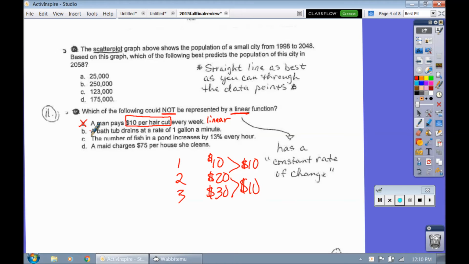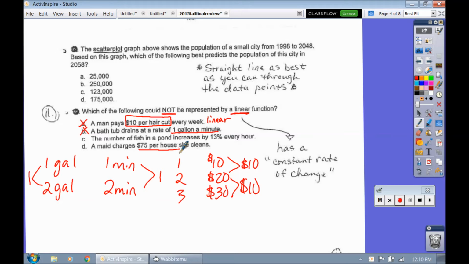A bathtub drains at a rate of 1 gallon per minute. So that means that 1 gallon is gone in 1 minute, 2 gallons is gone in 2 minutes, 3 gallons is gone in 3 minutes. And of course, I should have written minutes on the left and gallons on the right, but that's okay. You can see that they both are going up the same amount each time. As one goes up, the other goes up the same amount.